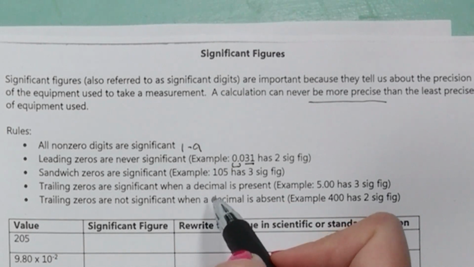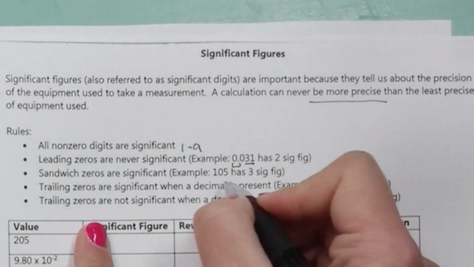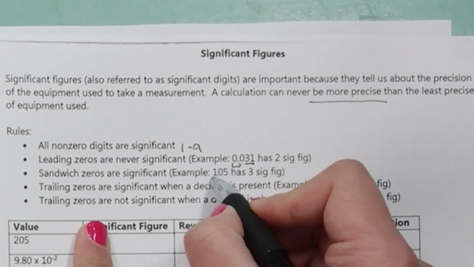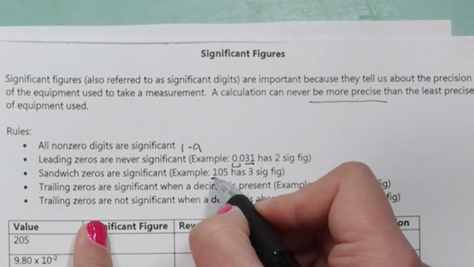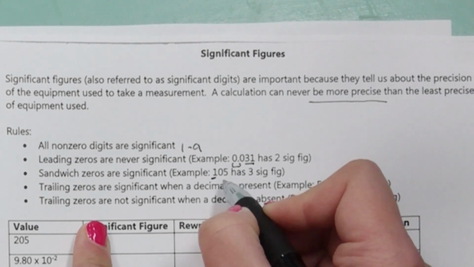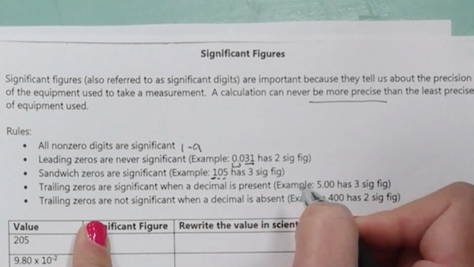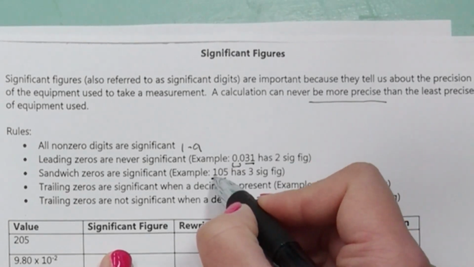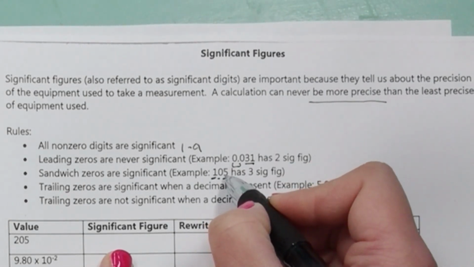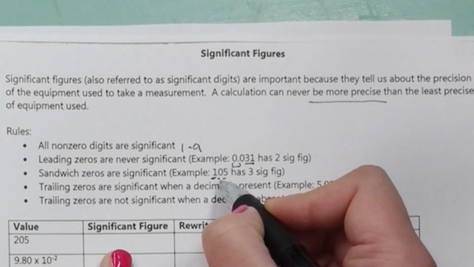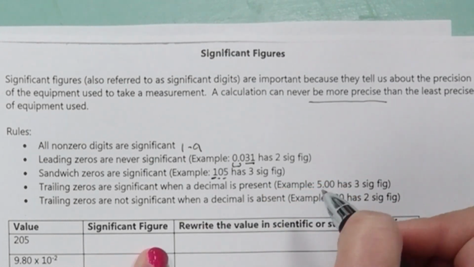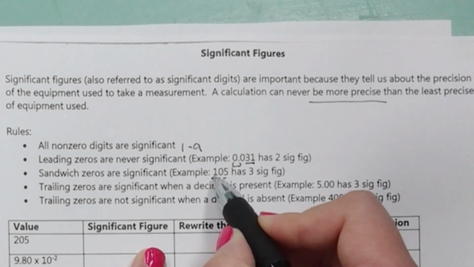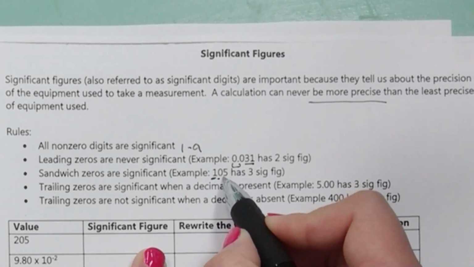Sandwich zeros are significant. So my very first whole number, 1 through 9, is right here, which in this case is also a 1. So everything after that, the 0 and the 5, are significant. I started with a whole number, I ended with a whole number. Therefore, everything in between is also significant. I have 3 significant figures, 1, 2, 3.